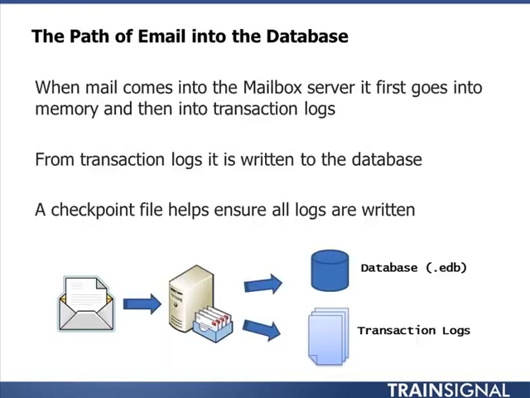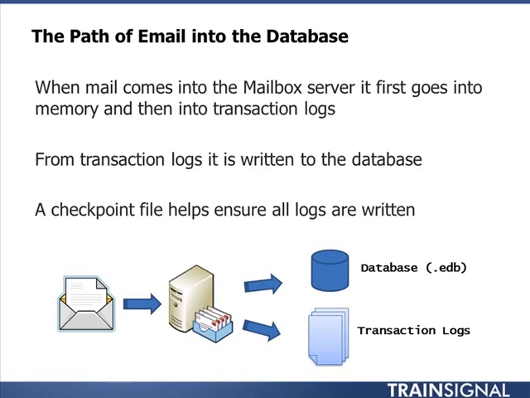Let's take a look. When mail comes into the mailbox server, it first goes into memory, and then it gets written to transaction logs. Now these logs are 1 megabyte sized files. So if you have an email that overall is about 10 megabytes, you can see 10 or 11 transaction logs as the result. From the transaction logs, it is then written into the database, the EDB file, when that database is free. So if the database is busy and it's serving a lot of requests at that time, the write from transaction logs to database is held until that database is free to accept new data. Typically, this all happens very quickly.